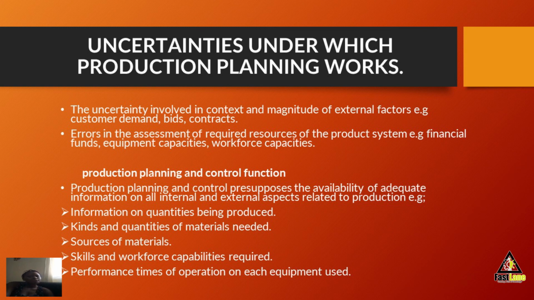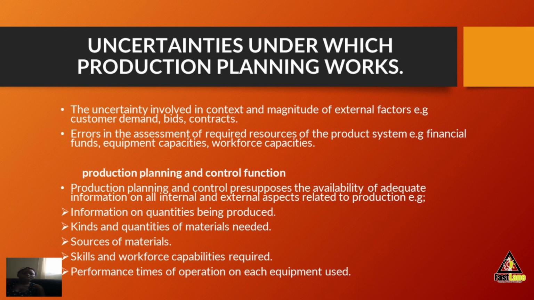Since in plan, we said planning helps you know how you're going to produce or how much you're going to produce. Then you have kinds and quantities of materials needed. What materials do you need? Once you do production planning and control, you'll be able to know the kinds and quantities of materials you need for your process. Then we have sources of materials.